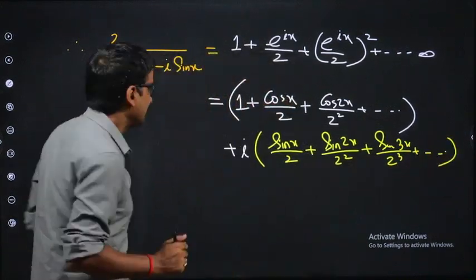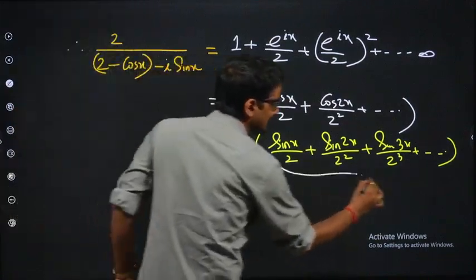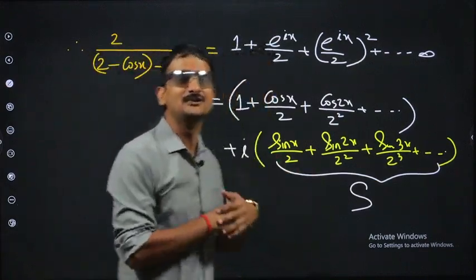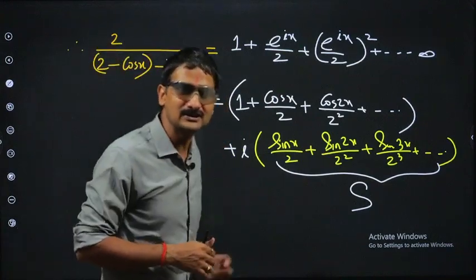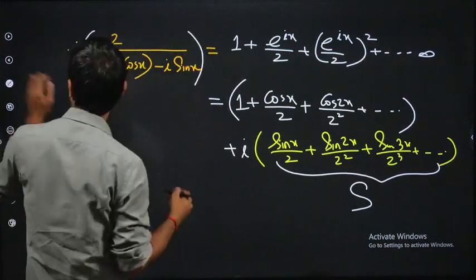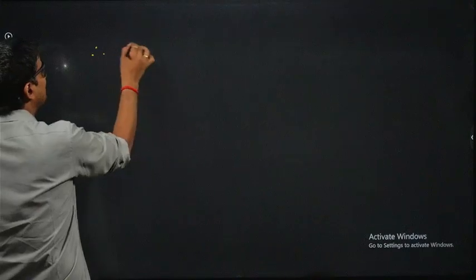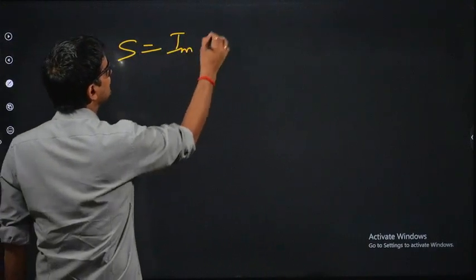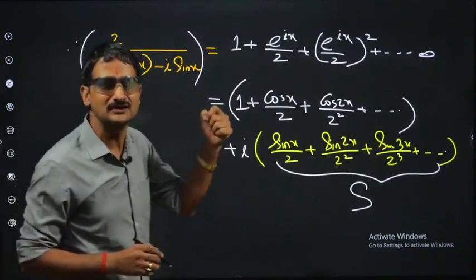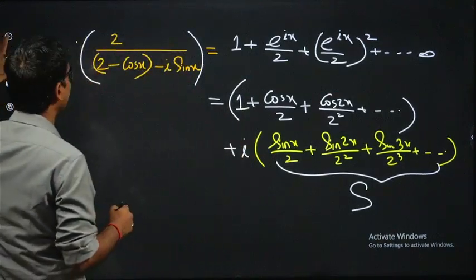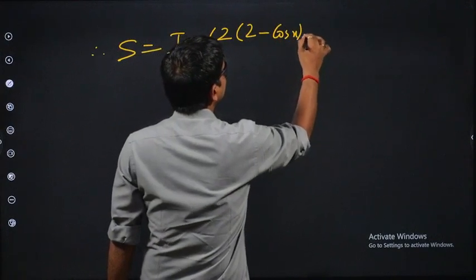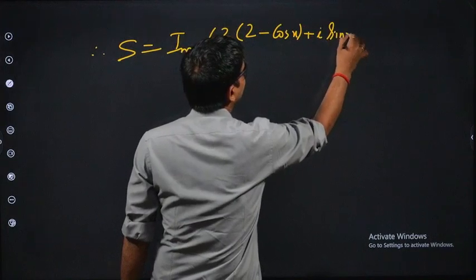So that's our series. The value of this series is, when you equate, of course, our complex numbers are equal, then the real part and imaginary part have to be equal. So you have to get its imaginary part. Therefore the series is nothing but the imaginary part of, let's rationalize the denominator, convert the denominator to a real number, so multiply and divide by its conjugate, 2 times 2 minus cos x plus iota sin x.